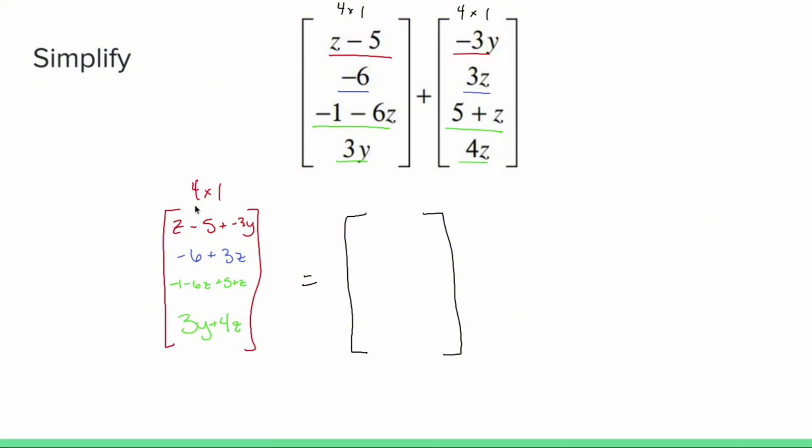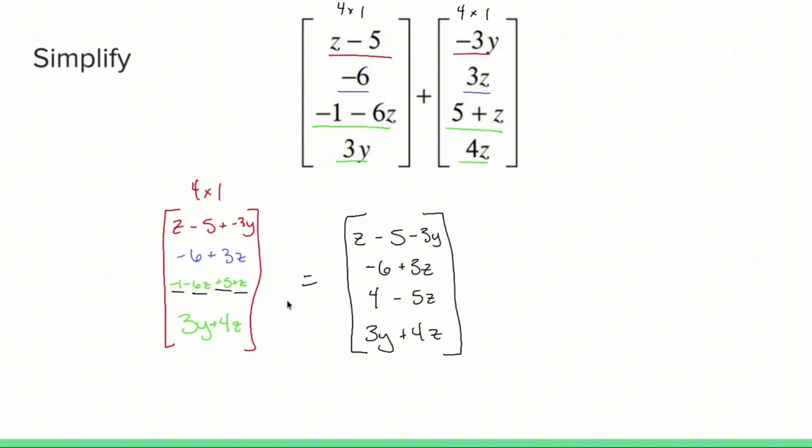What you're supposed to do is combine like terms. Well, in the case of this first row, there's no like terms to combine. You just end up with z minus 5 plus negative means minus 3y. Nothing happens there. In the next one, again, there is nothing to combine. This problem is stupid. But finally, we end up with something we can combine. We have negative 1 plus 5 is 4, regular 4. And you have negative 6z plus z is minus 5z. So those do combine. 3y plus 4z.